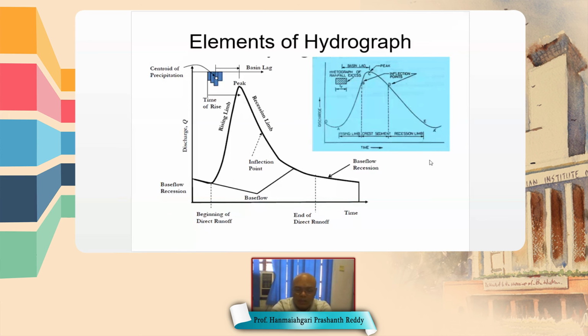And for surface runoff or excess rainfall, we are interested only in runoff. We are not interested in base flow. Therefore, we need to separate base flow from the hydrograph, because this hydrograph is a combination of base flow and surface runoff or direct runoff, and we are much more interested in direct runoff.